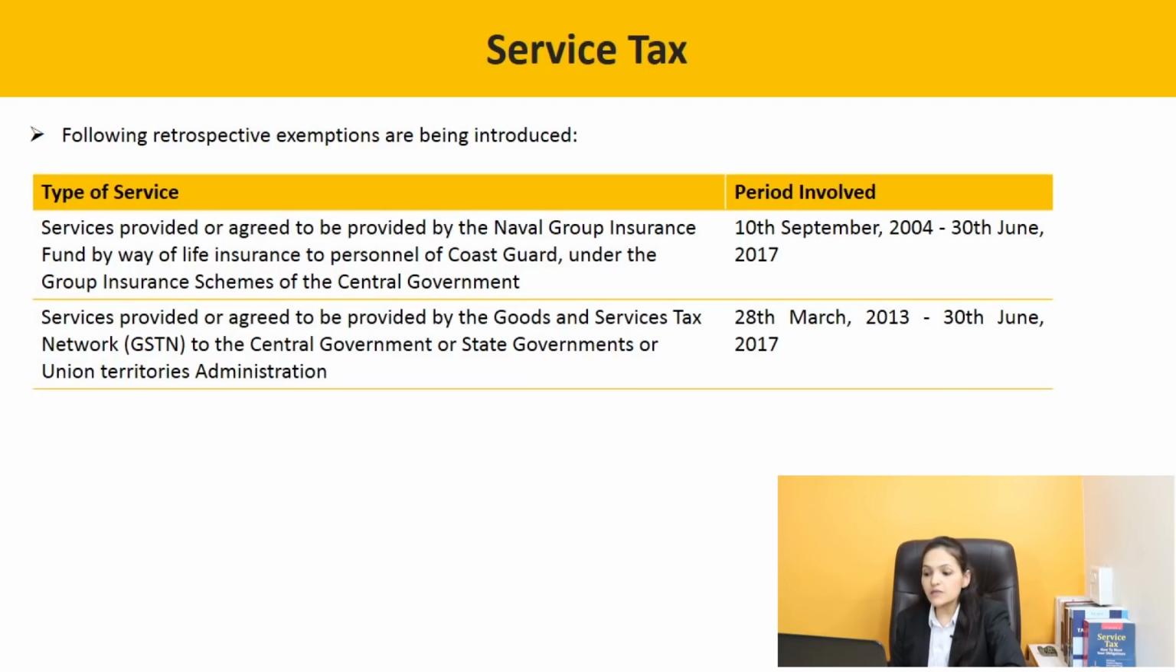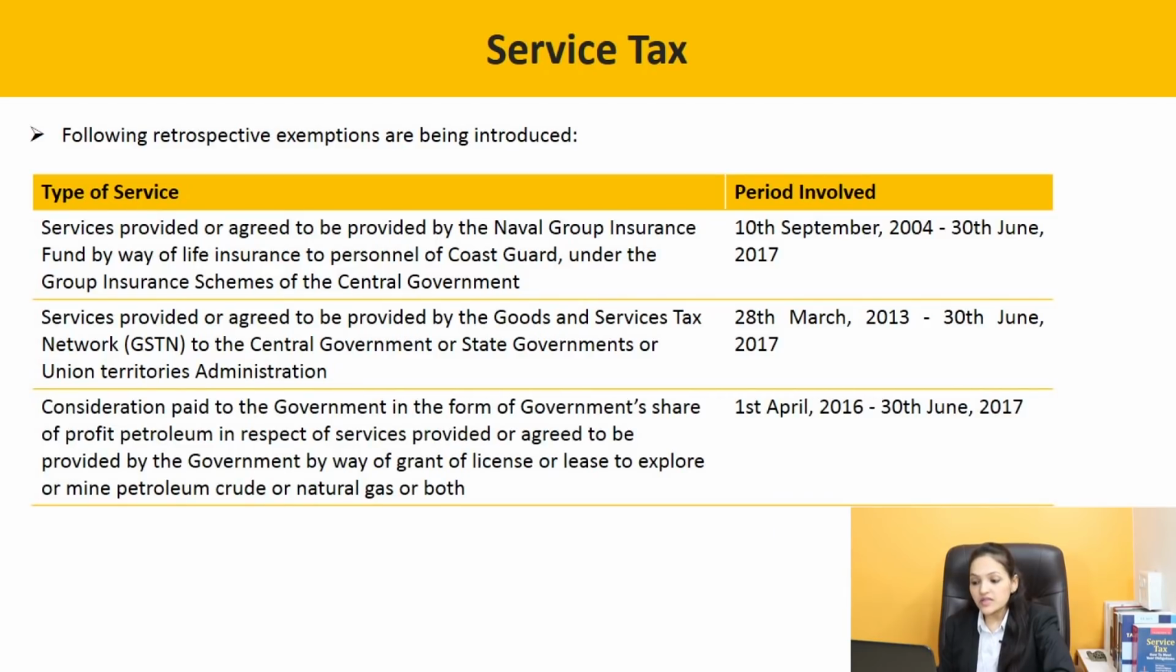Second, services provided or agreed to be provided by the GSTN to the central government or the state government or union territories administration. The period involved is 28 March 2013 to 30th June 2017.